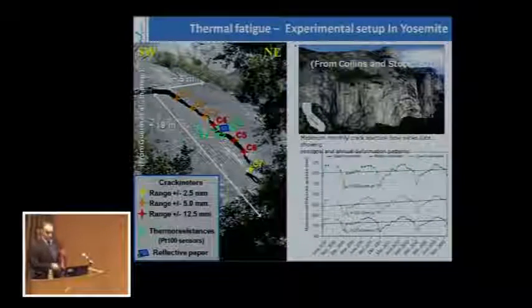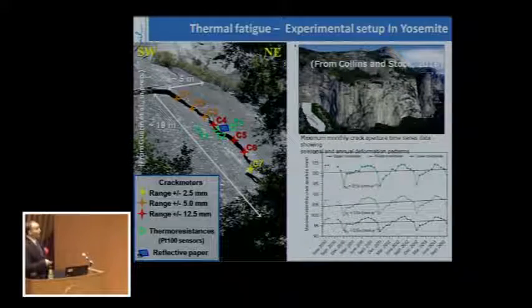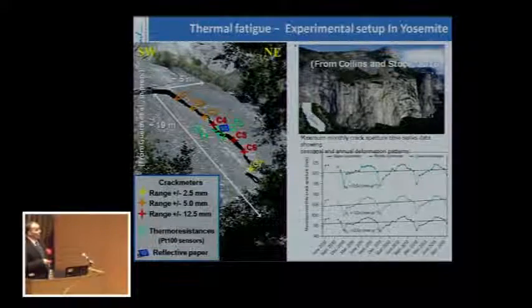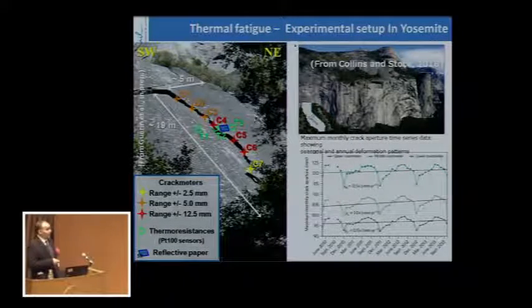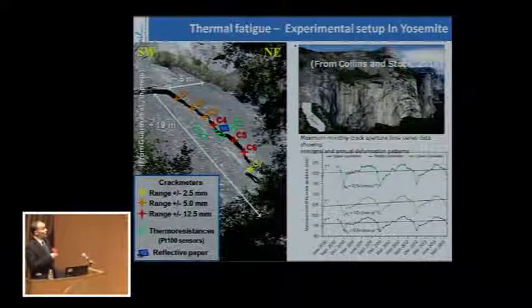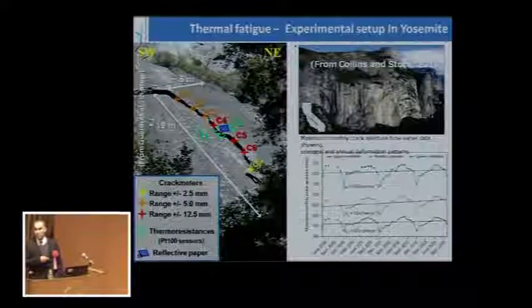And another topic recently developed is the thermal effect on rock face. This is a flake in Yosemite, where we are working with Collins and Stock, who is the geologist of the park. And they have shown recently that there is movement by 1 centimeter of this flake with the thermal change.